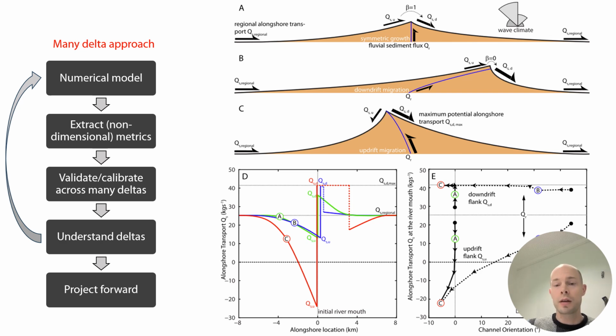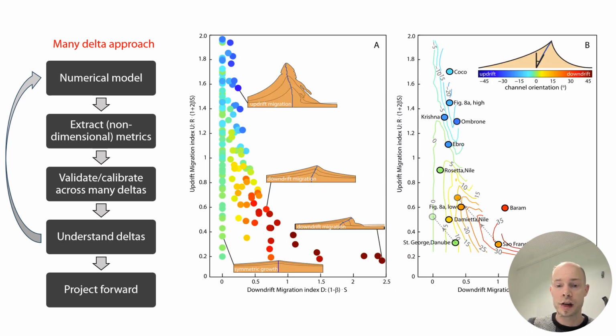Right, and with that, we can then construct non-dimensional metrics. So in this case, we defined an updrift migration index and a downdrift migration index that captures the wide variety of orientation types that we see along natural deltas. In this case, model deltas, I'm sorry. For these red ones, you have a lot of downdrift deflected channels, and in this blue regime, you have a lot of updrift migrating deltas.